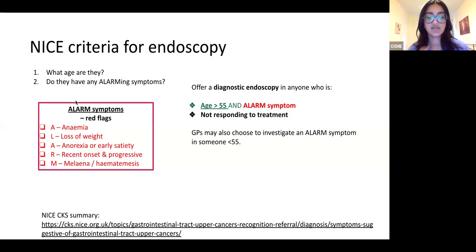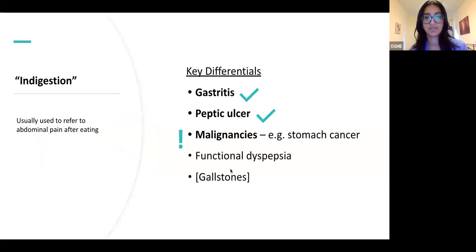So these are the alarm symptoms, and these are the kind of red flags that you want to ask about in a history. And these would make you highly consider upper GI cancer. So A is anemia, L is weight loss, A is anorexia, R is recent onset and getting worse, and M is the signs of upper GI bleeds. So if they have any of these symptoms and they're over 55, immediately send them off for a diagnostic endoscopy.